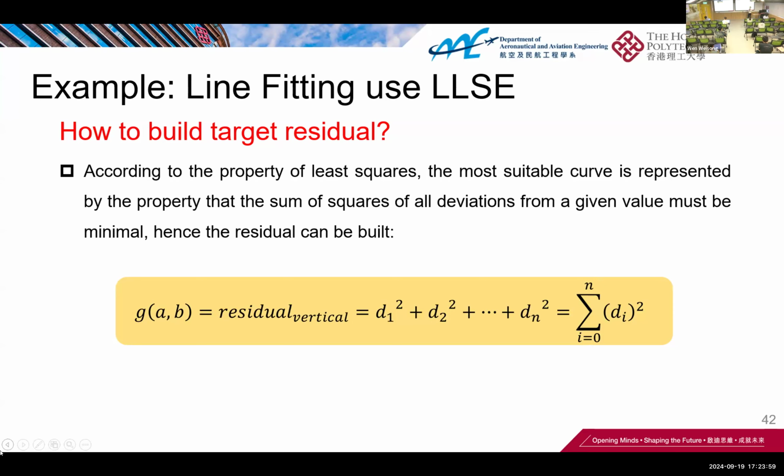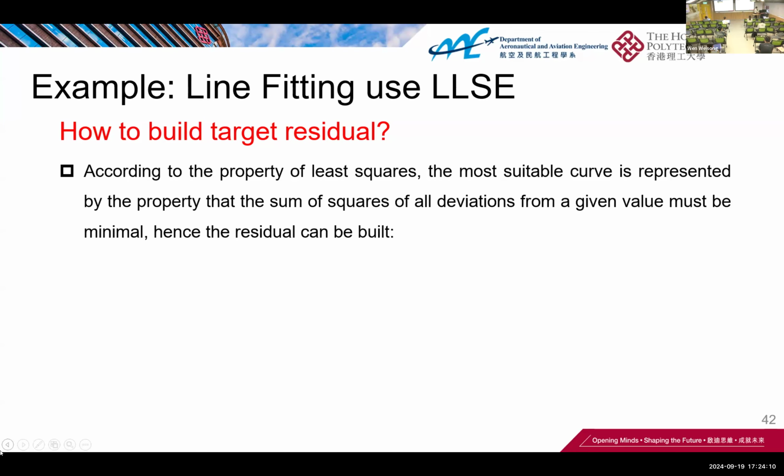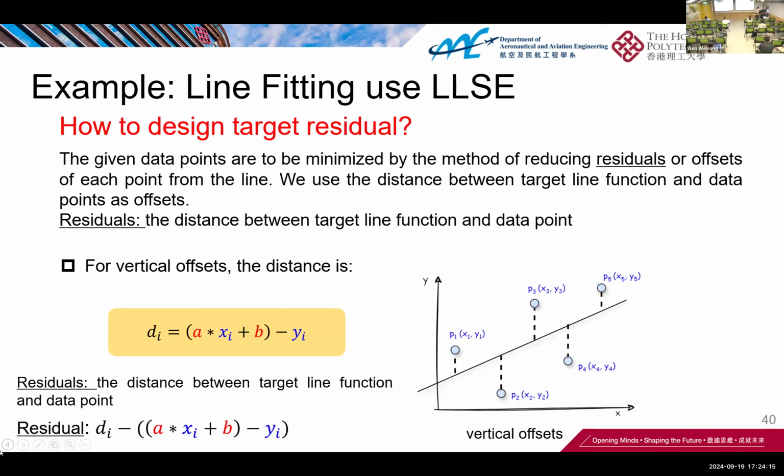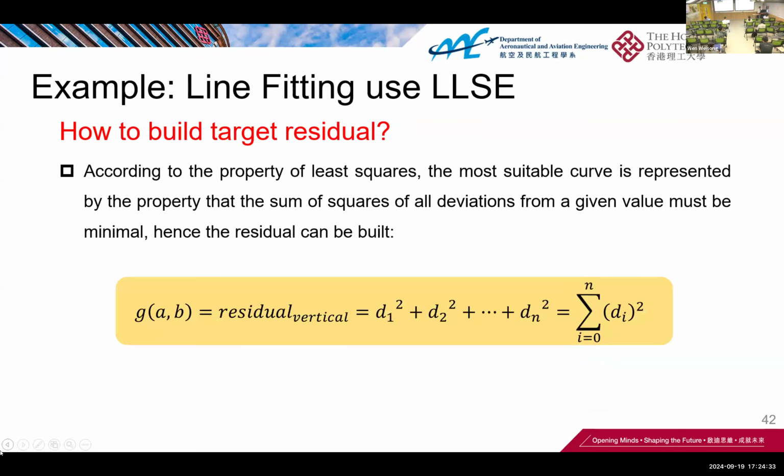So for example, if all the points are exactly located on a line, this value should be equal to 0, right? If all those points are perfectly located on the line, the error function should be equivalent to 0. That's the ideal case. In practice, the points are not exactly on the line, so we need to try to find the best line, corresponding to a and b, to minimize this value, to minimize this distance.